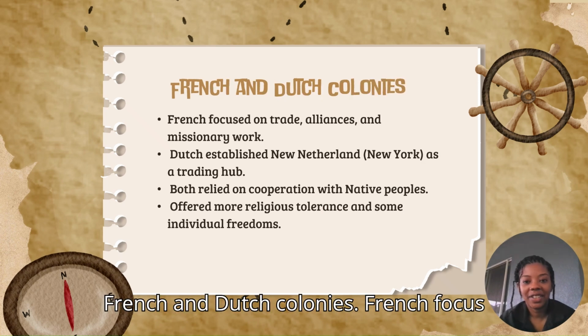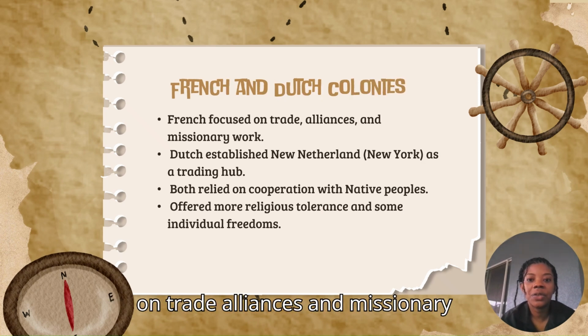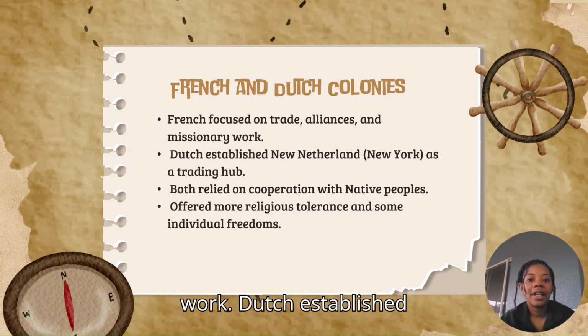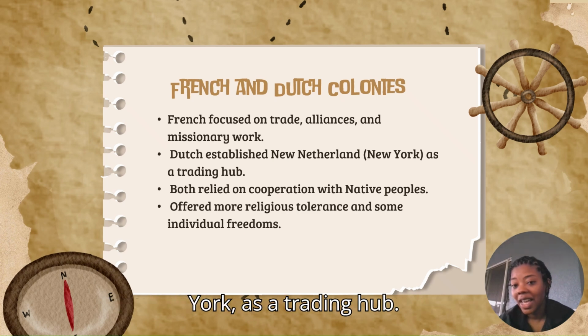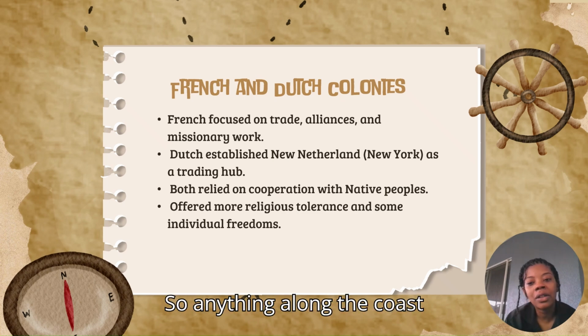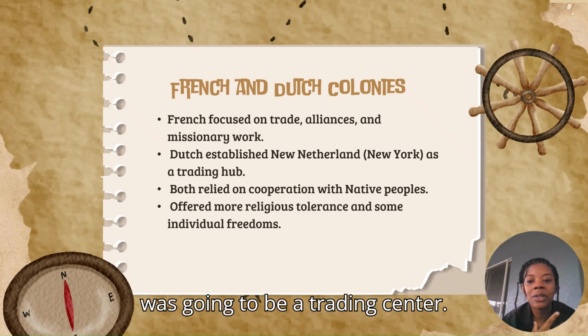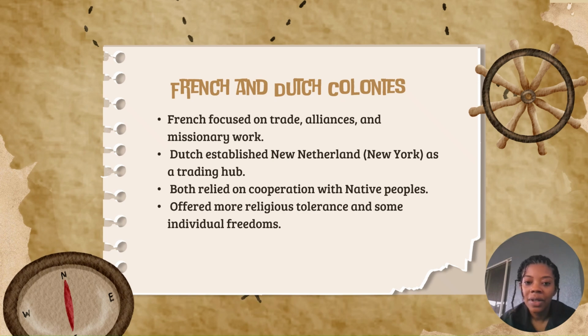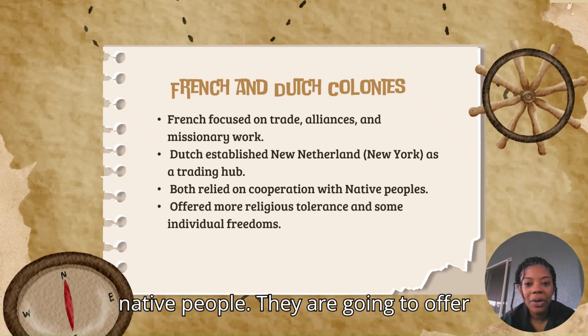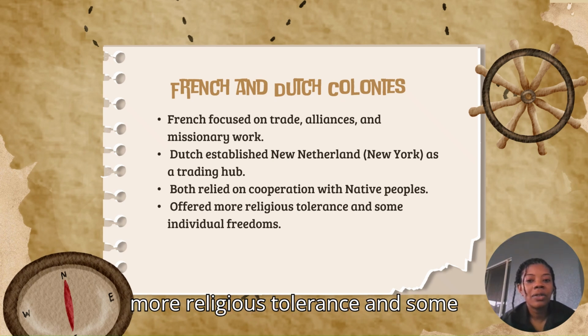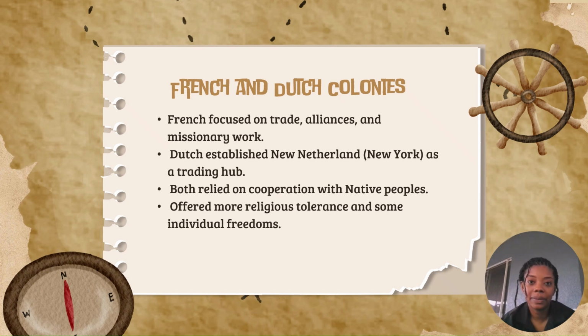French and Dutch colonies. The French focused on trade, alliances, and missionary work. The Dutch established New Netherland, which is known as New York, as a trading hub. Anything along the coast was going to be a trading center. Both relied on cooperation with the native people. They offered more religious tolerance and some individual freedoms.